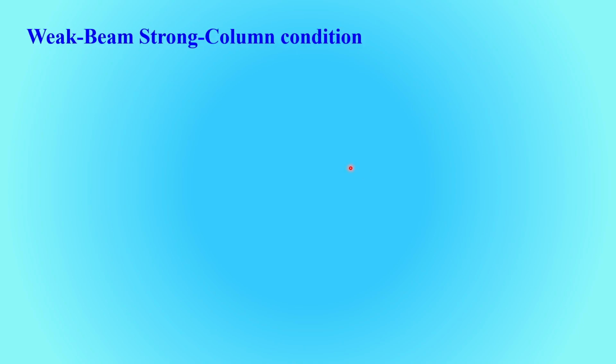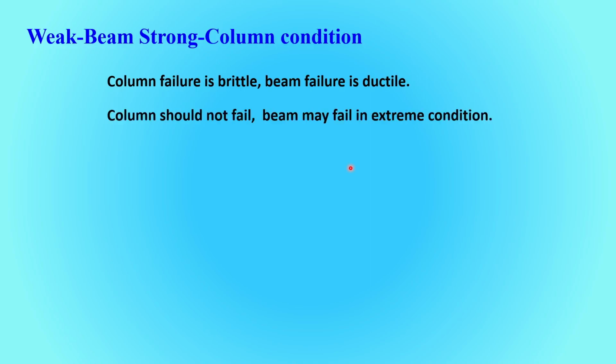Now beams and columns meet at a joint and they can be considered something like a link, a chain. So beams are there and columns are there, and which should fail? That is a question. We have seen the beam fails in flexure and column fails in brittle condition. So beam failure is desirable in the link. Beam failure is desirable, and this goes by the name weak beam, strong column condition. Column failure is brittle, beam failure is ductile. Column should not fail, beam may fail in extreme condition. Column strength should be more than beam strength, so that column is not failing.